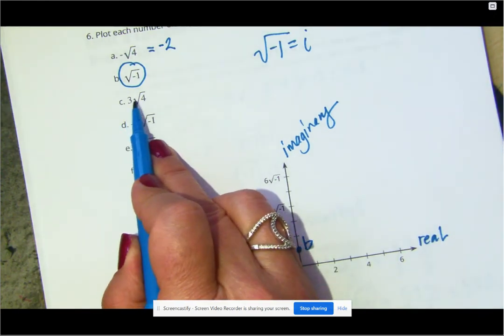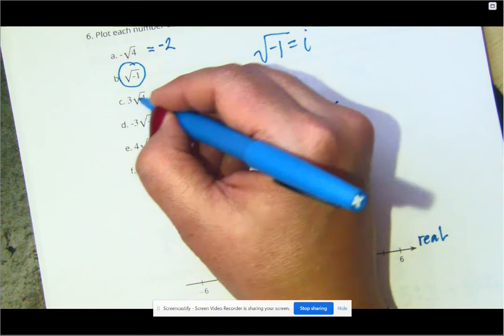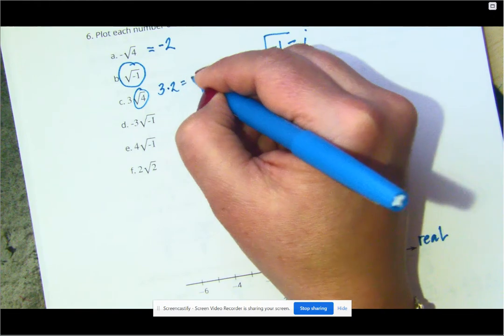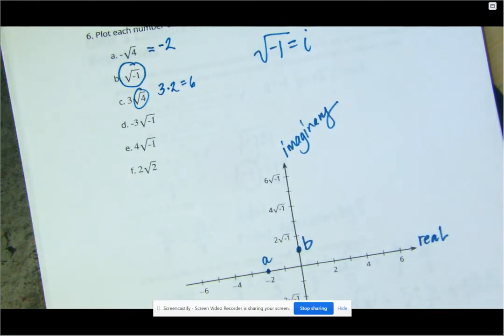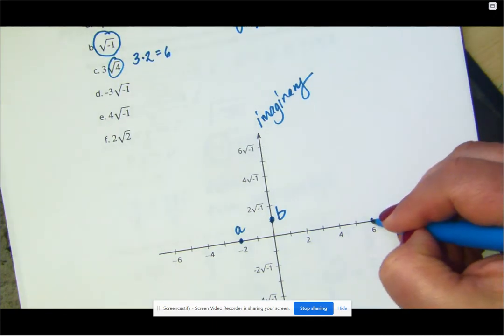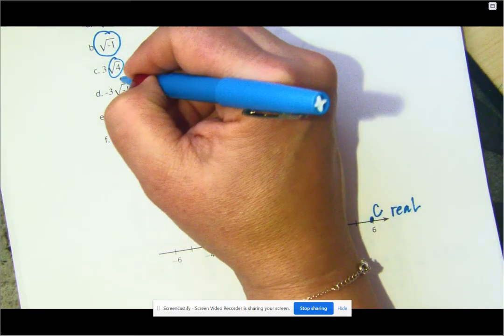C. 3 square root of 4. If two things are touching in math, that means they're multiplying, right? So that means 3 times, what's the square root of 4? 2. What's 3 times 2? 6. This is a real number. Letter C is the number 6.